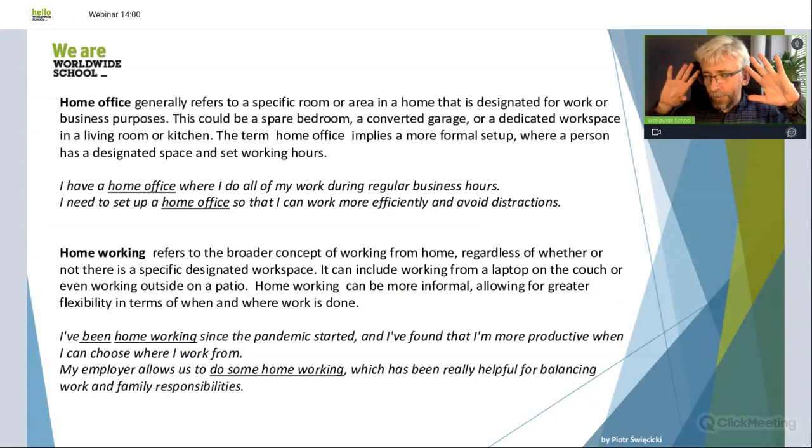I'm predicting a question. What about remote work? Yes, of course, you can say I'm working remotely, or I work remotely. Remote work, yes, it's also used.